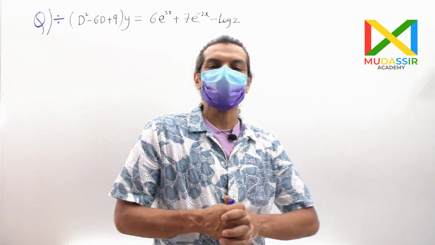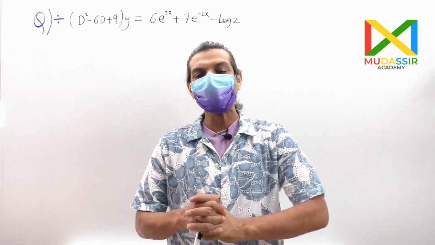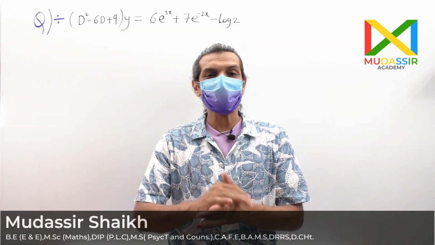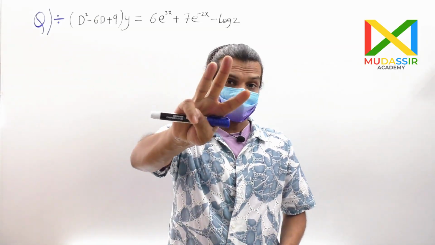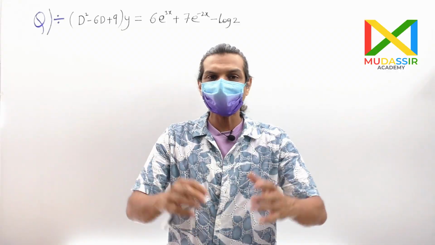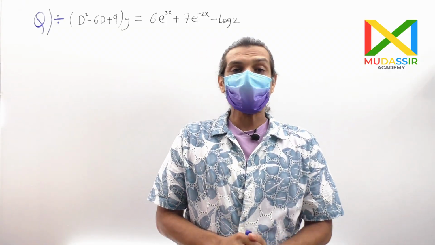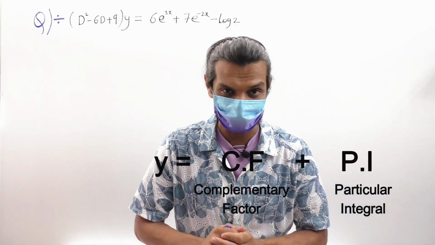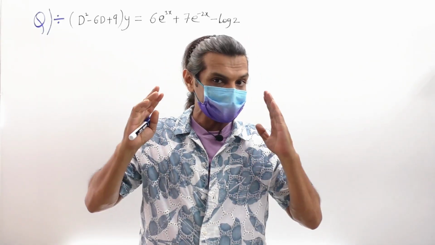We have been solving problems on linear differential equations of higher order with constant coefficients. So in the previous videos, we learned how to find a complementary function and also 3 different types of particular integrals. And as you all know, the solution of any higher order differential equation is y is equal to the complementary function plus the particular integral, that is y is equal to CF plus PI.